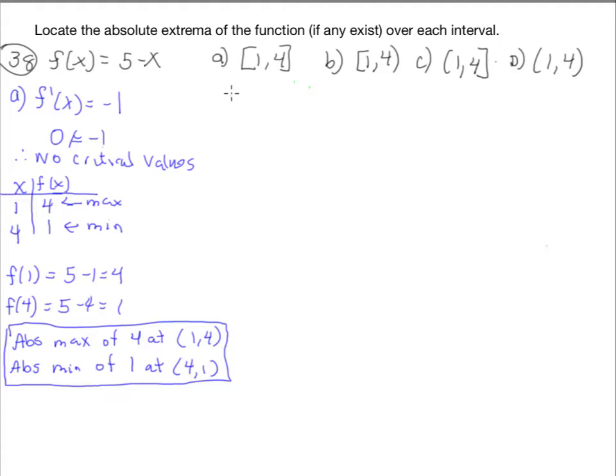Now for example B, we have a semi-closed interval. It's closed at 1 but open at 4. So that means that the endpoint 4 is not included in the domain of our function.